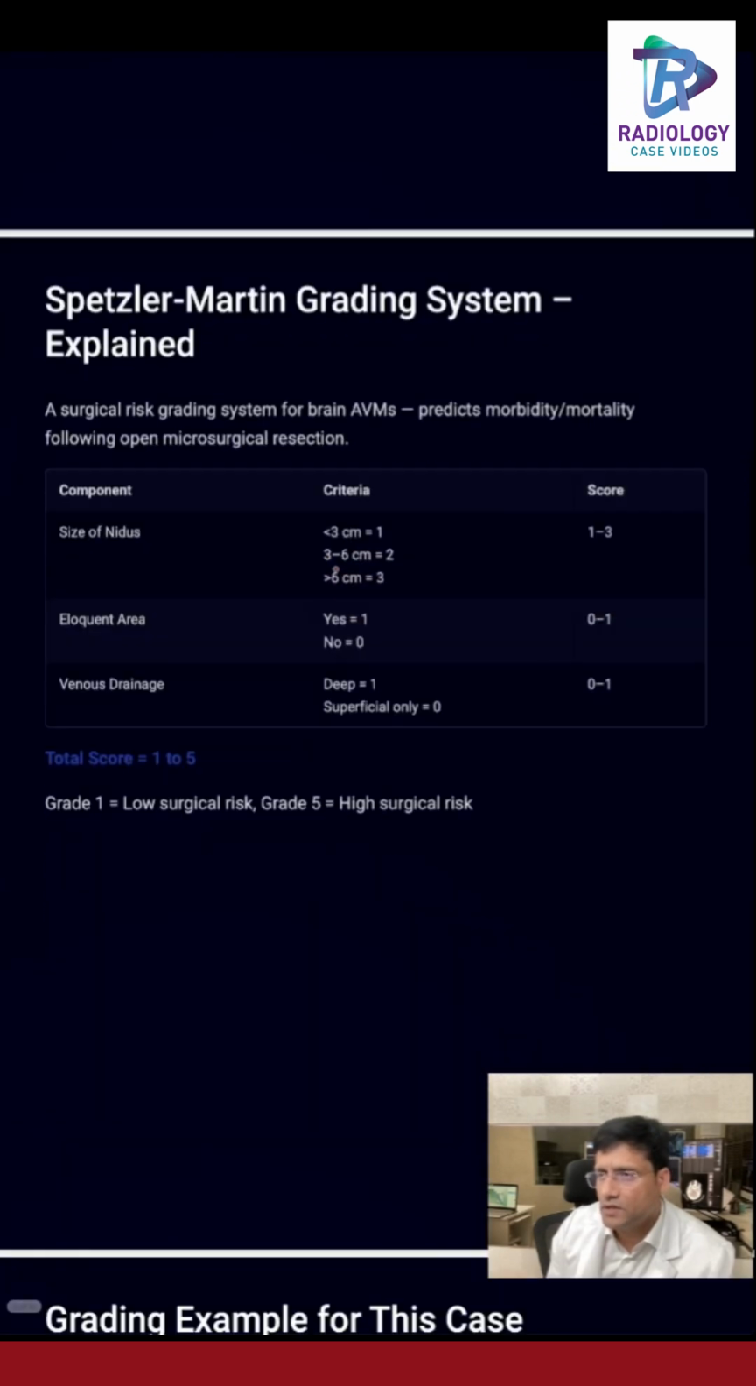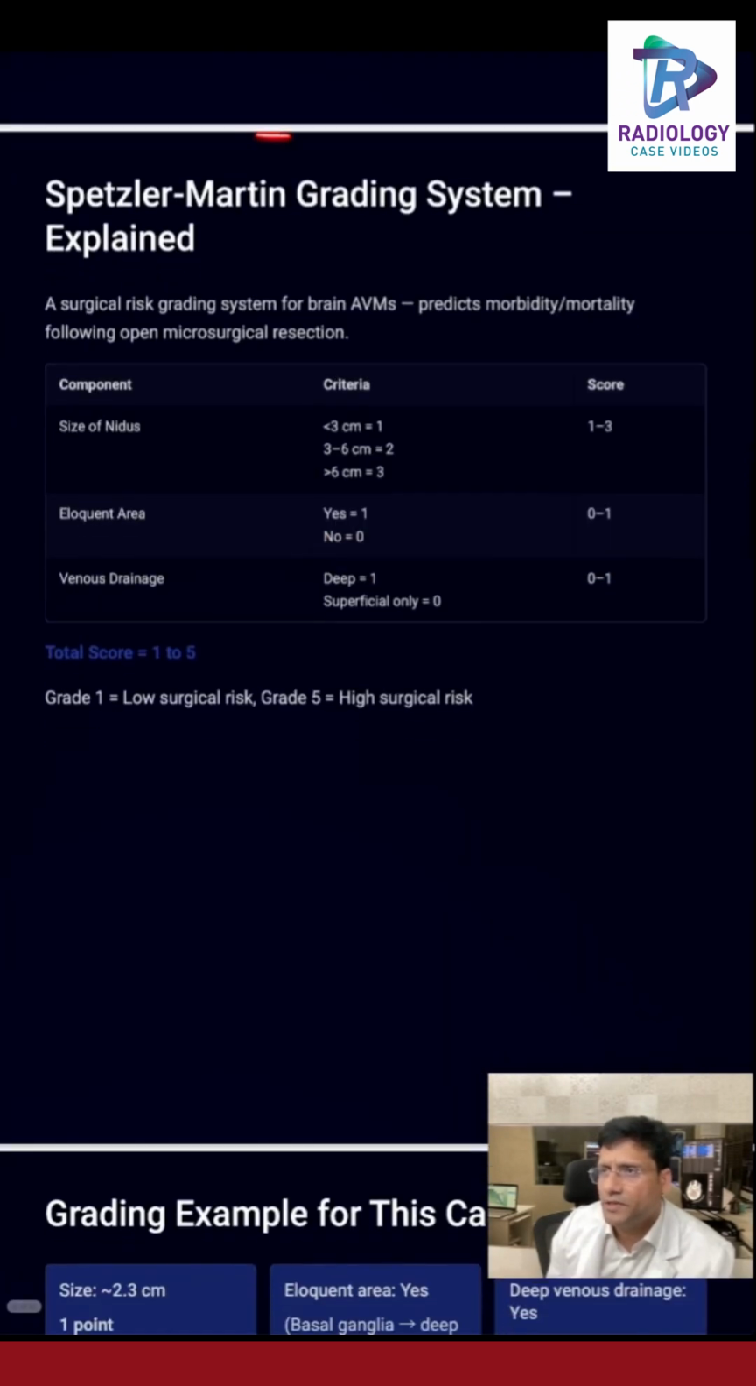These were the features. The essence of my talk is Spetzler-Martin grading. Always we should report Spetzler-Martin grading in an AVM. So the size of the nidus is less than 3 centimeters, so we have given 1 point in this patient. If it is greater than 3 centimeters and less than 6 centimeters, you give 2 points for it, and greater than 6 centimeters, you give 3 points. The total score can reach up to 5. Grade 1 is low surgical risk, and grade 5 is high surgical risk.